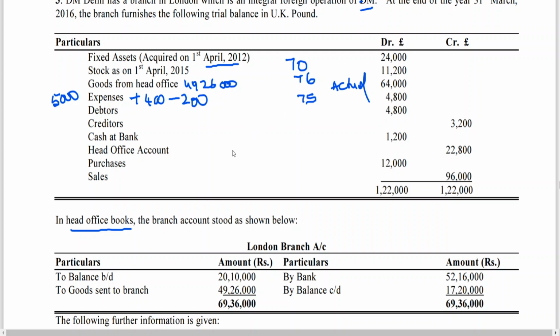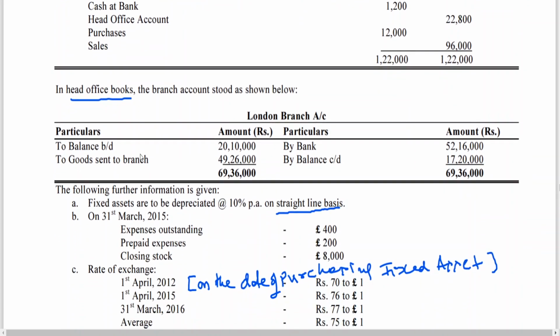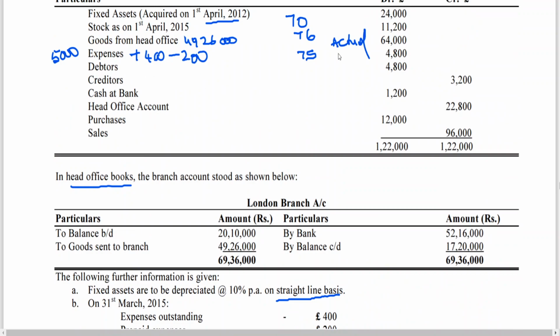Debtors at closing rate, creditors at closing rate, cash at bank at closing rate. You can see what closing rate is given here: 77. Debtors 77, creditors 77, cash at bank 77. Head office account, the actual: you have 17 lakhs 20,000.